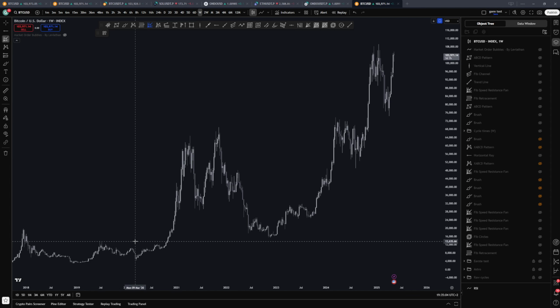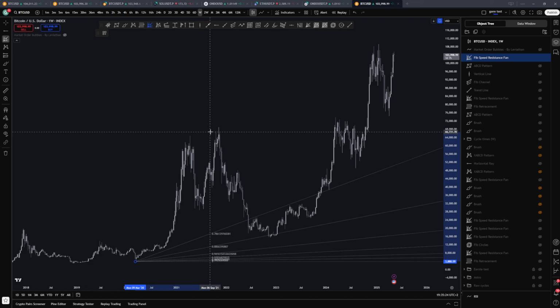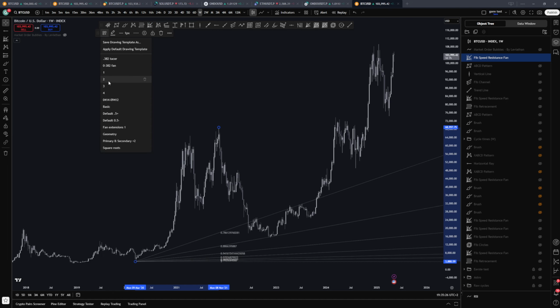The way we start drawing these is I'm going to take a very important swing low and a very important swing high. Usually with fans, it's very important to remember to use things from already completed moves. That makes them a lot more accurate. So in this case, I'm going to use the previous cycle, because we can, for certain, say that the previous cycle is already done. So I'm going to use the COVID lows and the previous cycle highs.